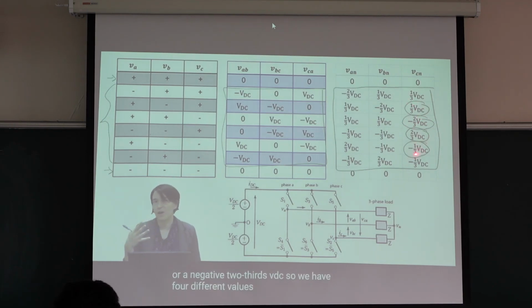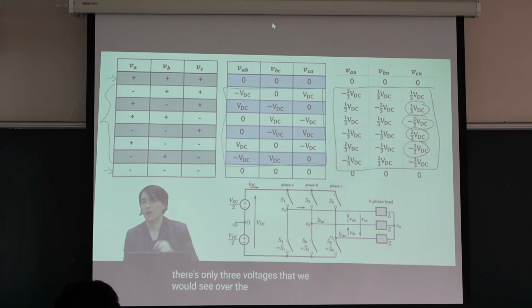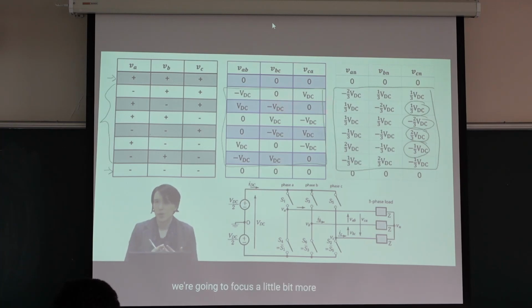So you have 4 different values over the line to neutral. Well, there's only 3 voltages that we would see over the line to line. We're going to focus a little bit more on the line to line.